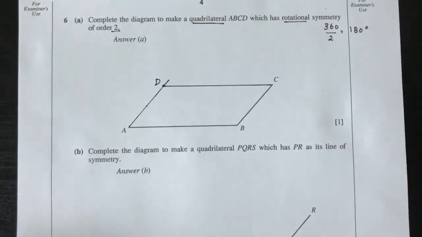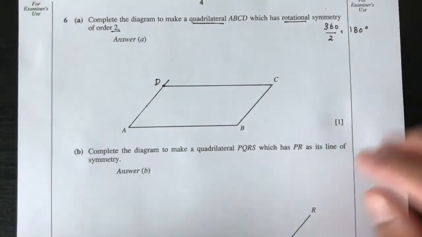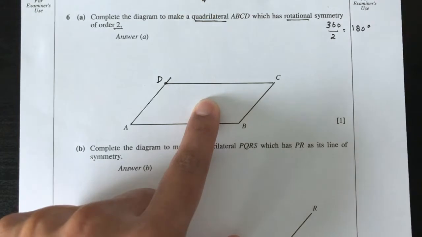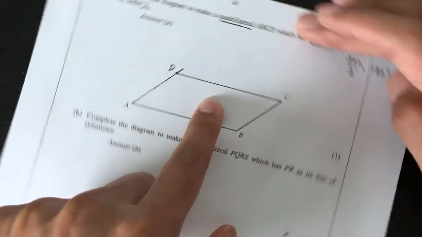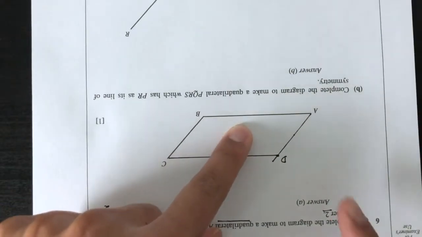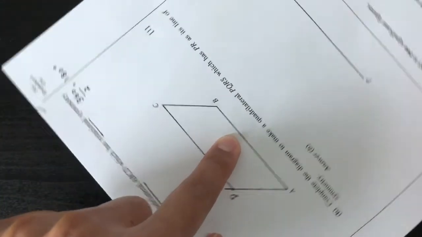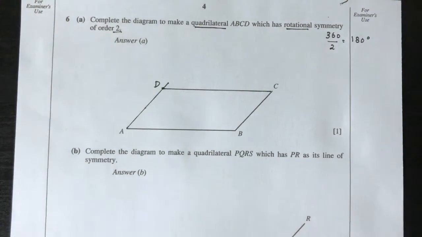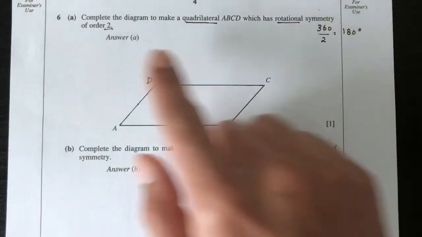And this one has a rotational symmetry of order 2. So if you really want to understand what it means, it means that if you were to rotate this by 180, it needs to be the same shape. So let's try 180, you have the same shape. 180 again, you have the same shape. So that's what it means. It has rotational symmetry of order 2.